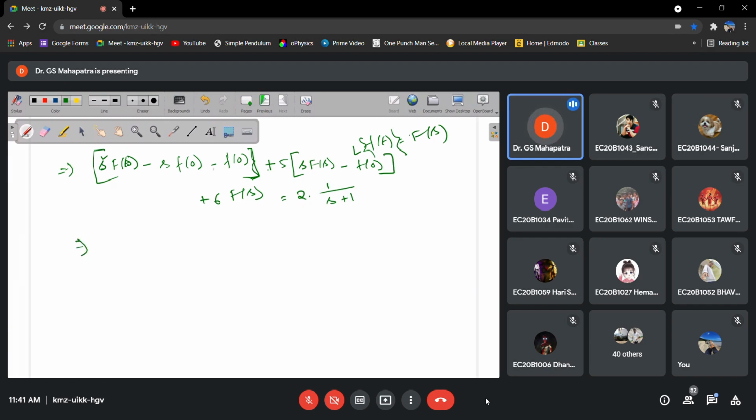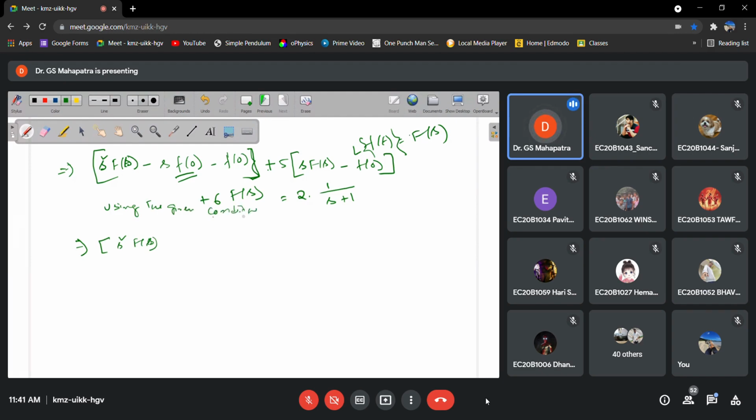Before that, the initial condition is given, at t equals 0. What is f of 0? Sorry, f of t? 1, sir. 1, I guess. Okay, so s square f of s. Okay, right, using the given condition.